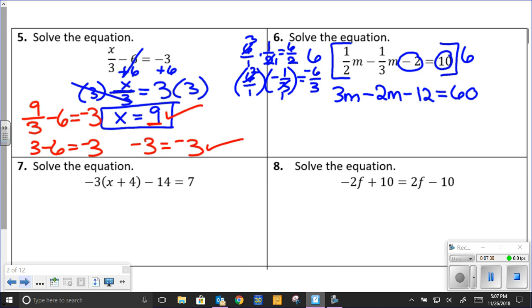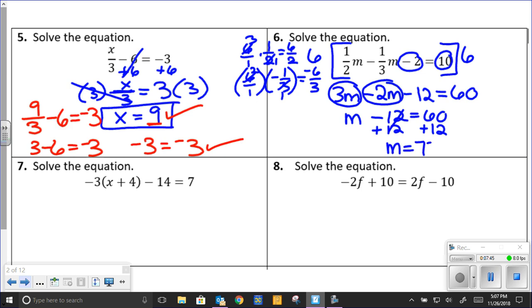To do that, this is going to be 3m minus 2m. That gives me 1m. I don't need to put the 1 in front of it. Minus 12 is equal to 60. Now I'm going to add 12 to both sides to get rid of that. And my m is equal to 72. And that's my answer there. Again, I would check my answer when I can, just to know that I did get it right.